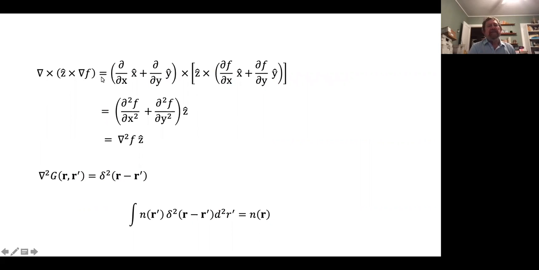Okay, this is just a little bit of fiddling about. For those of you who don't know, looking at the curl of z hat, the unit vector, cross the gradient of some scalar f, this is just the Laplacian acting on the scalar f times this unit vector z hat.